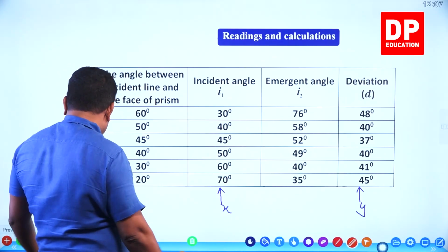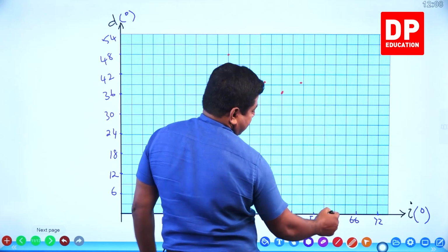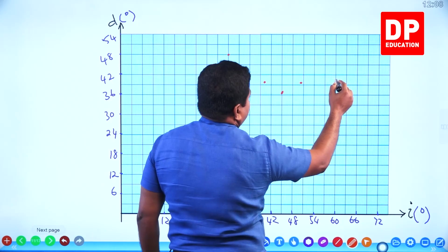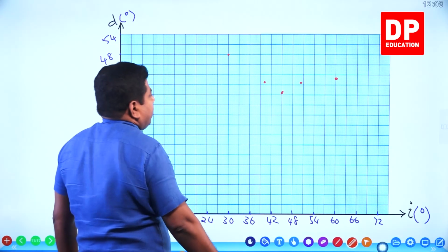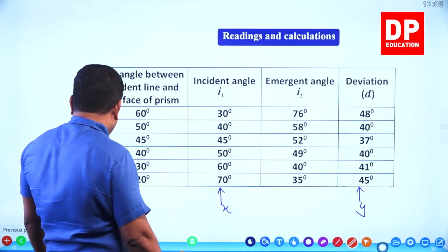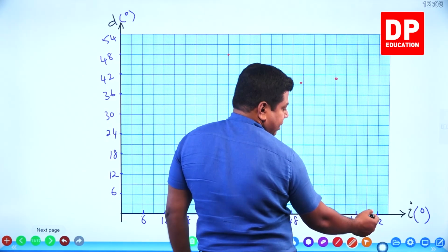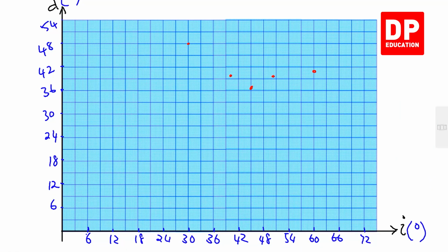60 and 41. 60 is here. 60 and 41. This is 42. Right. 41. And 70, 45. 70 has to be 69, 70, 45. 42, 45. 70 and 45. That's how we are getting the points.